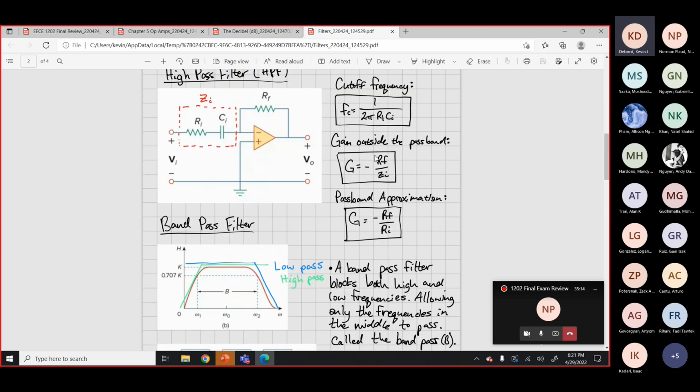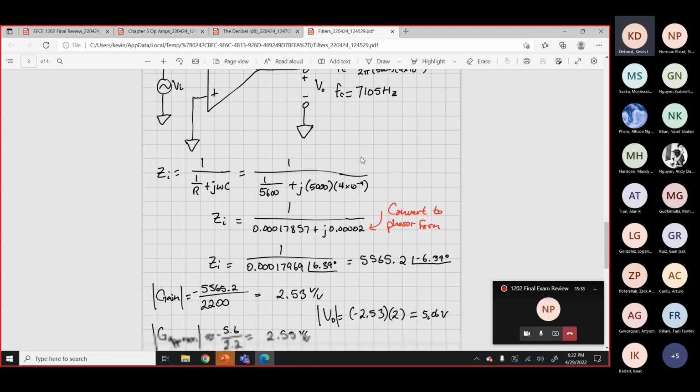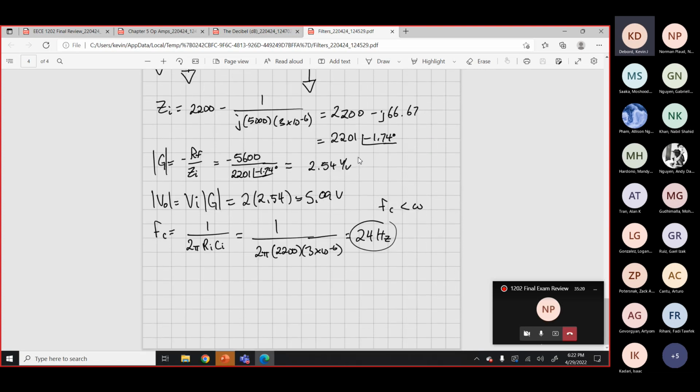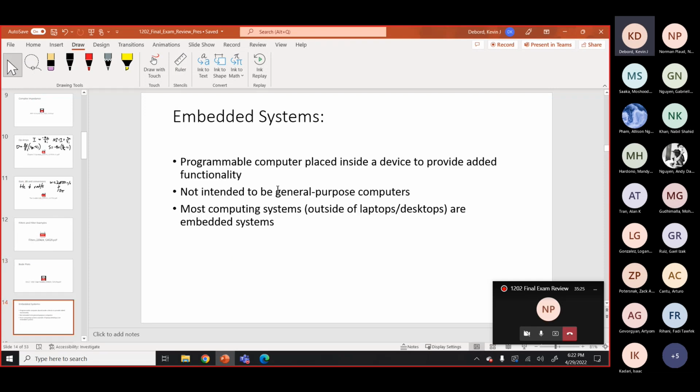Active filter circuits. These are all the equations. Again, I will post this later. And these are some problems, but you can just do those in the homework. Okay, Bode plots, we just went over those. Okay, here comes the fun stuff, and I can put the pencil down.